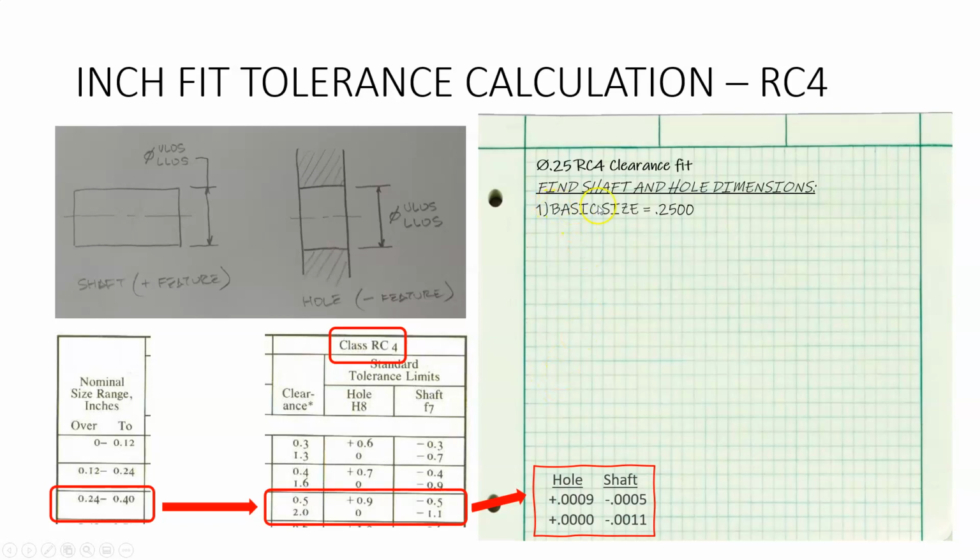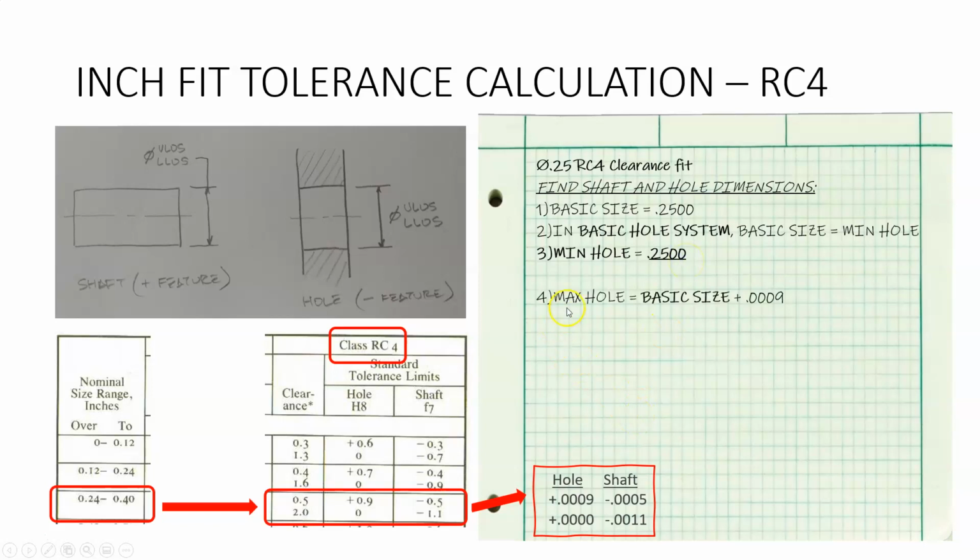So we start with the basic size is 0.25. That's what we get from the definition right up there. Okay. So in the basic hole system, which this is, right, because there's no S on the end of this, so this is the basic hole system. In the basic hole system, the basic size is equal to the minimum hole. So now we have one of our 4 numbers right here. The basic size is the minimum hole right there. All right, and so the minimum hole is 0.2500.